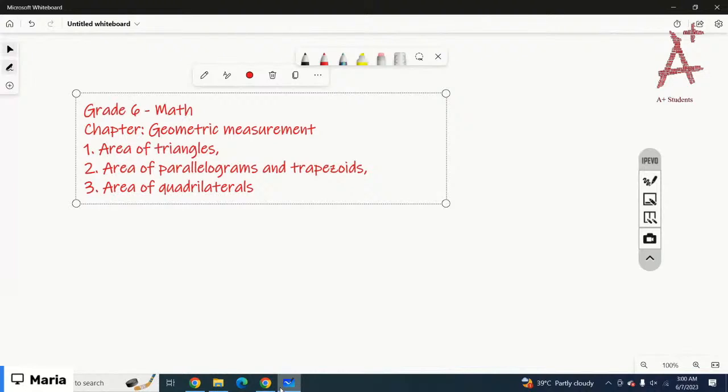We are here for grade 6 maths on aplusstudents.com.